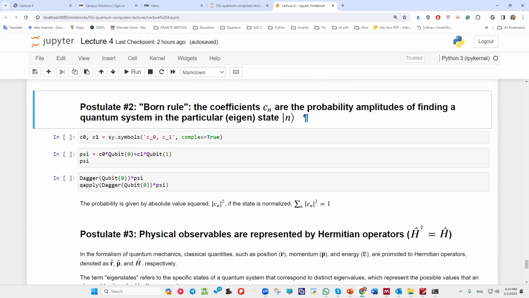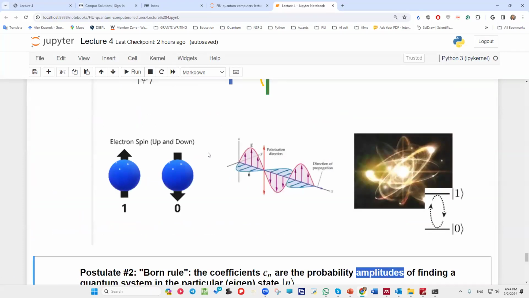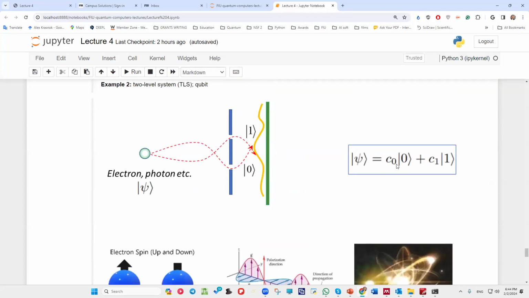Second postulate, which is also known as the Born rule. So the Born rule tells us more about these coefficients Cn. The coefficients Cn are probability amplitudes of finding a quantum system in a particular eigenstate n. Okay, so let us return, for example, to this formula here for a qubit. So this is the general state of a qubit: C sub 0, state 0, plus C sub 1, state 1.